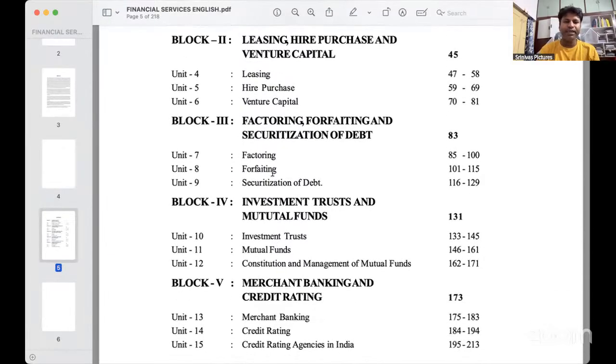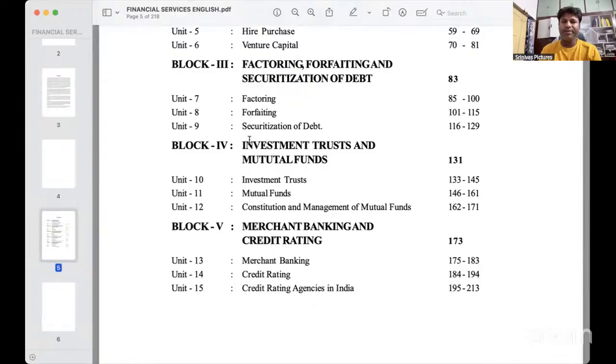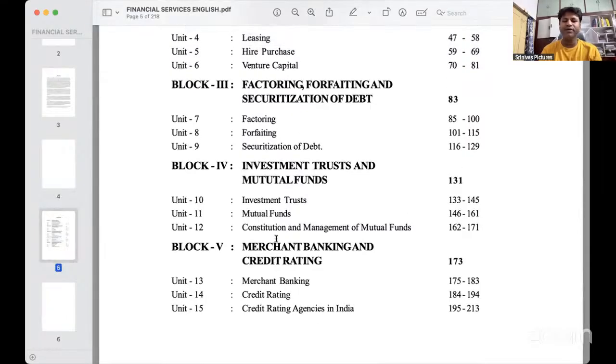So the remaining topics are Block 4 and Block 5. In Block 4, we need to discuss investment trusts, mutual funds, and the constitution and management of mutual funds. After that, merchant banking and credit rating agencies. In the next classes, I will complete Block 4, and then Block 5.